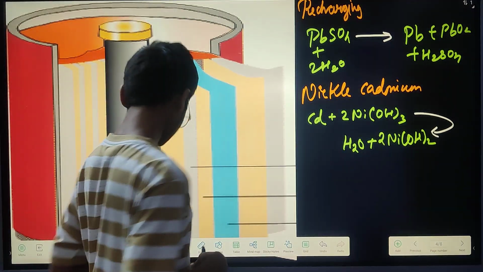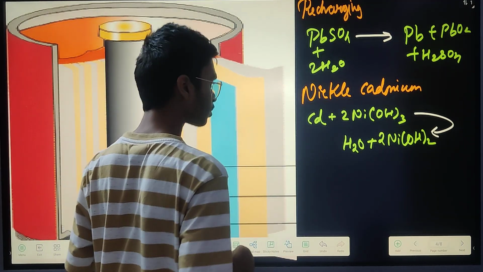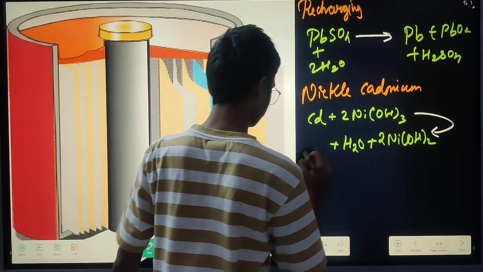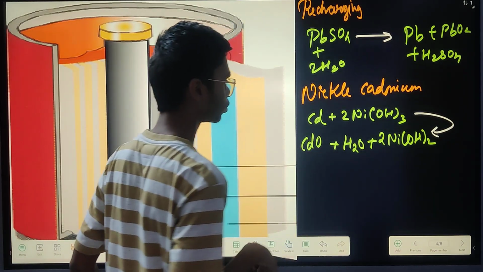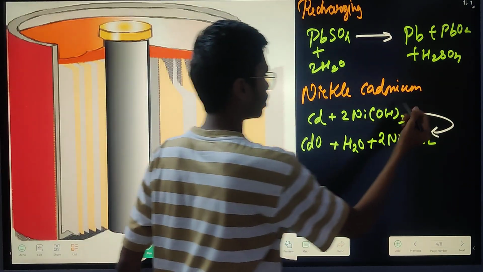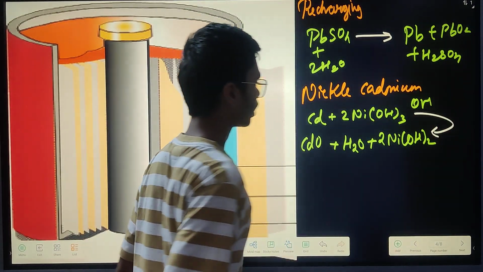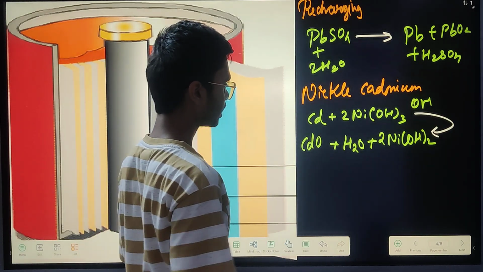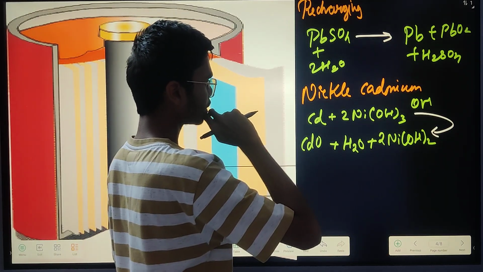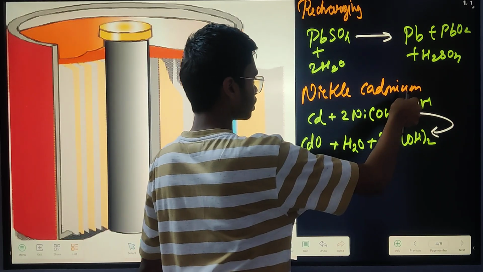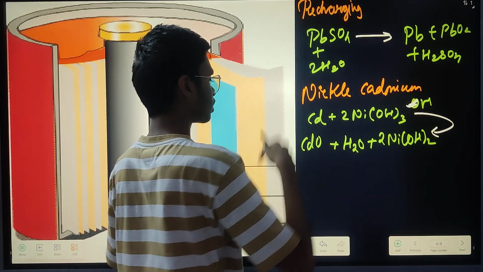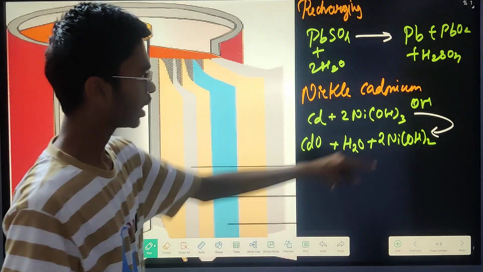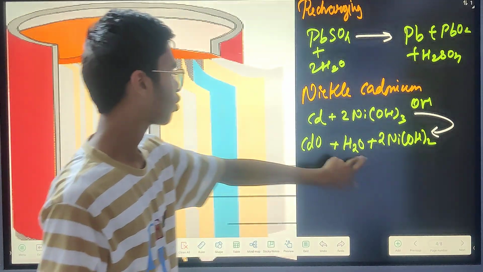All you have to notice is one thing: from here, one OH has gone. So this one O went to this oxygen, and that hydrogen combined with another OH and formed H2O.